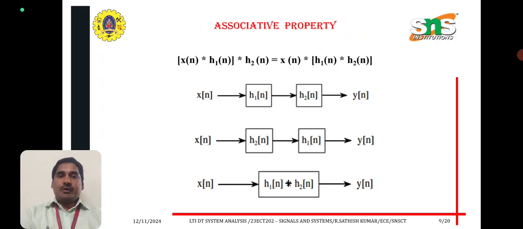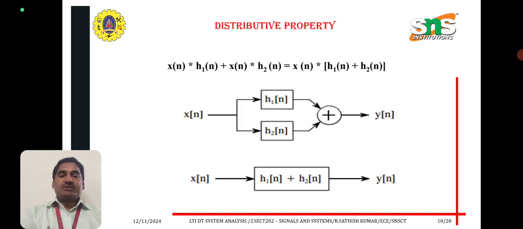Next one, associative property: x of n convolved with h1 of n, again convolved with h2 of n, is equal to x of n convolved with h1 of n convolved with h2 of n. X of n convolved with h1 of n, again convolved with h2 of n, produces the output y of n. On the right hand side, x of n convolved with h1 of n convolved with h2 of n produces the output y of n.